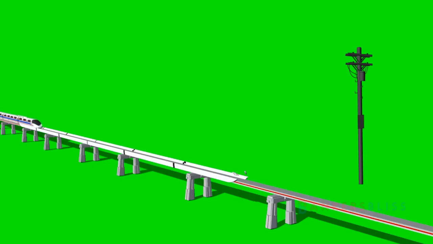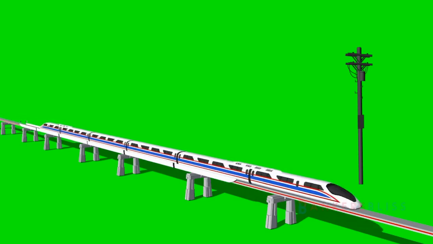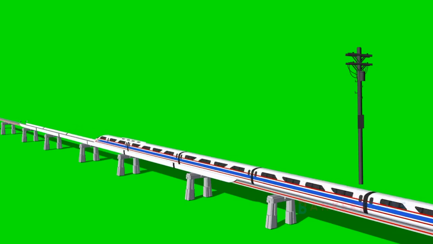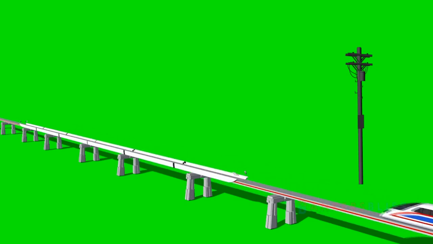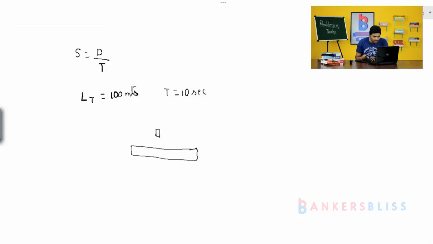So consider there is a pole. In front of that pole, a train is going to pass. See here, a train is going to pass in front of the pole. So the pole is standing and the train is moving. If you consider that the train is not moving and the pole is moving, then the pole has to travel the entire length of the train. See here, let me tell you again, a pole is there. Okay, in front of that pole, a train is moving.